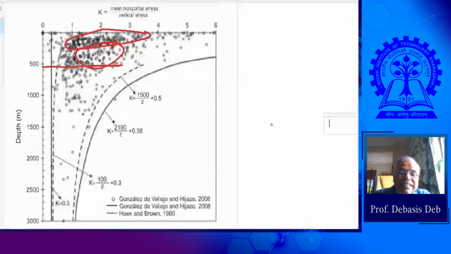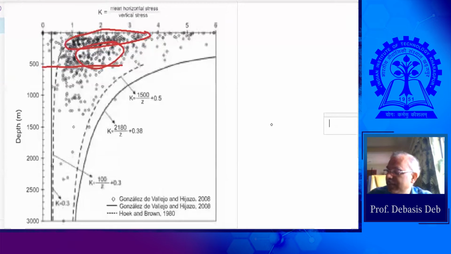So what it tells us is, if you go 200 meter below, the stress ratio K is more than 1, right? So the horizontal stress is more than the vertical stress. Okay, can anybody tell me why? Because I think Professor Verma must have taught you already about in situ stresses.